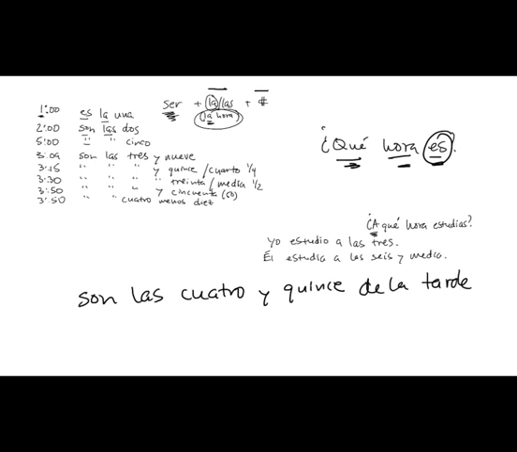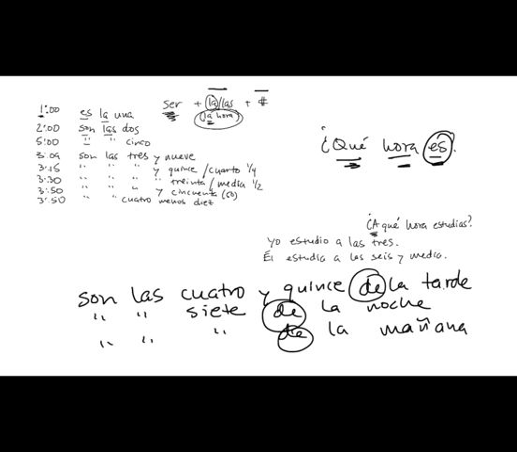Okay, tarde, afternoon. Okay, if it were 7 p.m., 7 o'clock, so now we're into evening. Son las siete de la noche. Okay, if it were 7 a.m., then it would be son las siete de la mañana. So you simply use de, and then you let the listener know if it's the afternoon, the evening, or the morning.